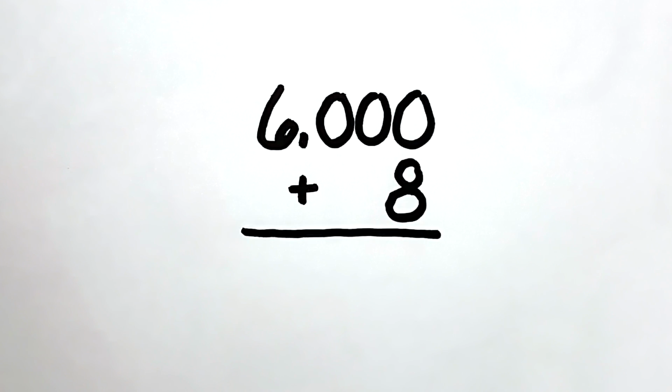So in this case, we are dealing with 2 even numbers. Not only that, we're adding a 4-digit number plus a 1-digit number, okay? And since both of these numbers are even, the answer is going to be an even number, okay? So we're going to go ahead and solve this problem.